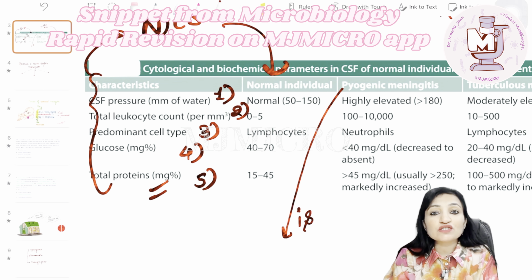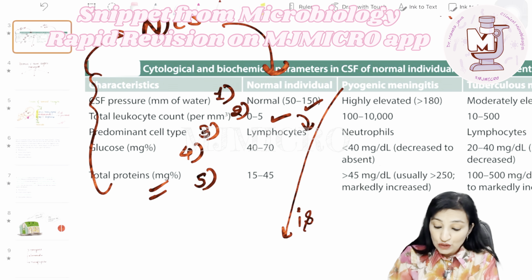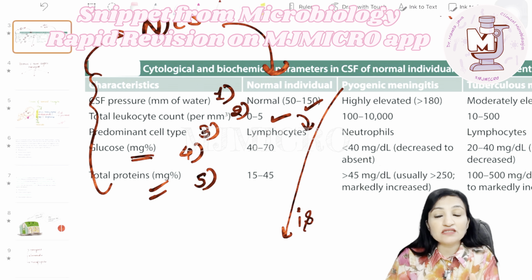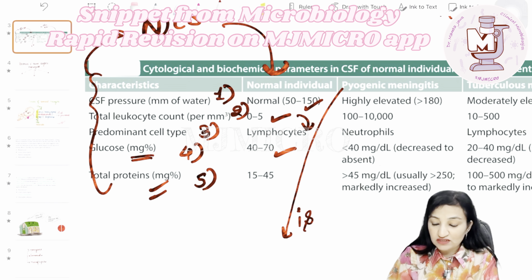The CSF pressure is going to be in the range of 50 to 150 millimeters of water. The total leukocyte count is going to be 0 to 5 cells per mm cube, and these cells are going to be lymphocytes. Glucose in mg percent is going to be in the range of 40 to 70, and the total protein concentration in mg percent is going to be in the range of 15 to 45.